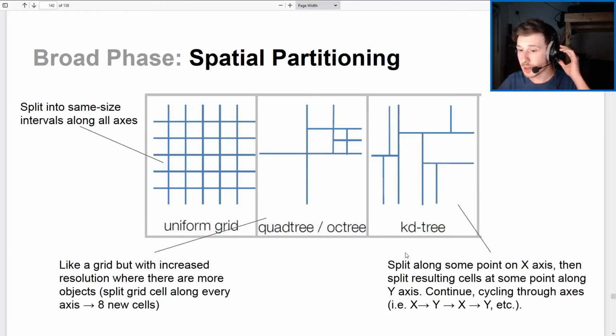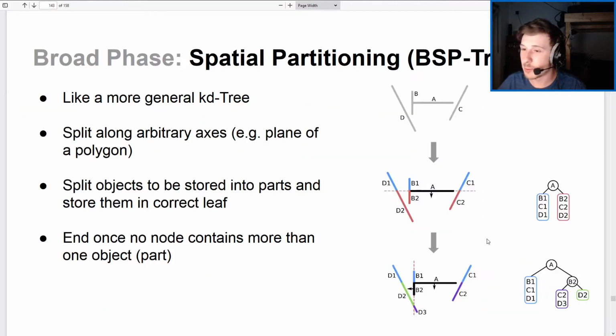Okay. Yes, exactly. We split everything the same size. Here we have an even grid, but an increased resolution where there are more objects. Split the grid along every axis, 8 new cells, and so on and so forth. And then we split everything according to X and Y axes, but wherever we want. And the BSP tree here is a bit more unique.